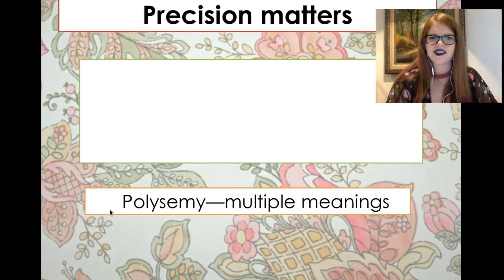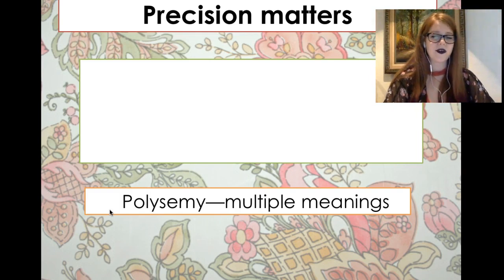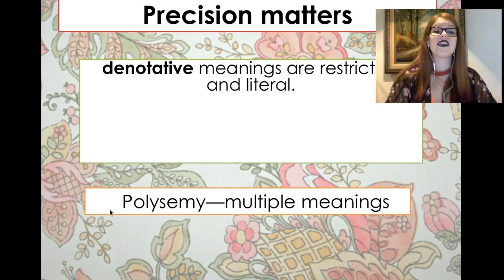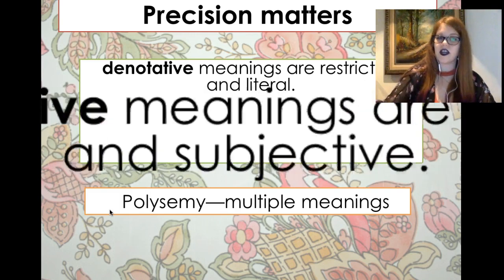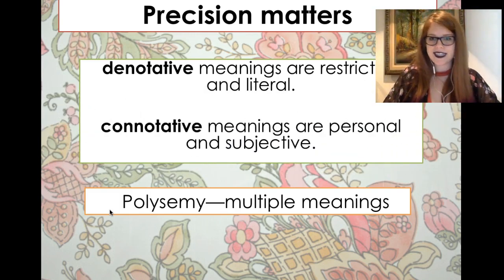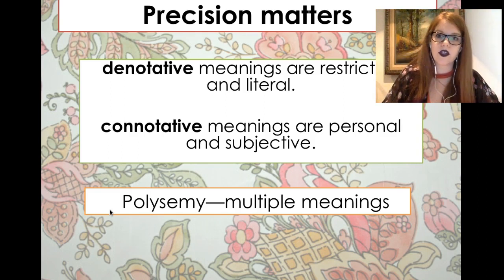So let's talk about precision and why precision matters. If that's not already clear, we're going to keep going. There's denotative and connotative meaning. When we say a word is denotative, think of D for dictionary. We mean the literal definition of the word, right? Denotative meanings are restrictive and literal. Connotative meanings, however, are personal and subjective.